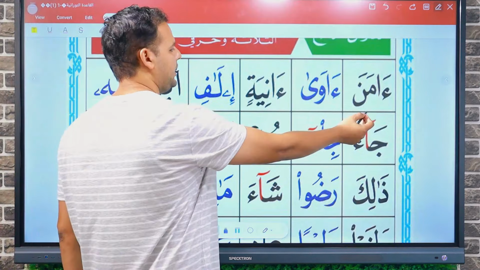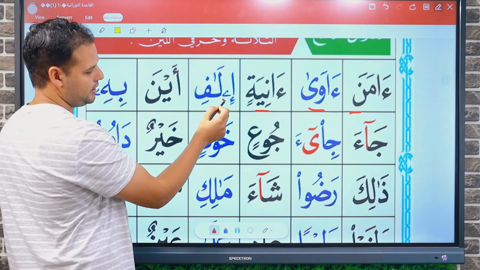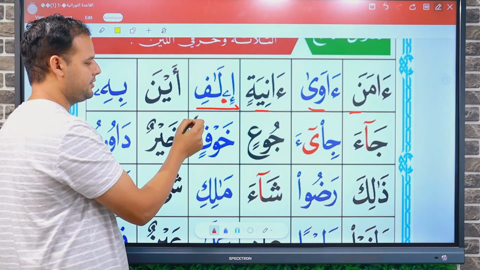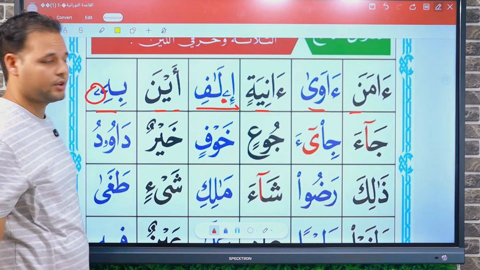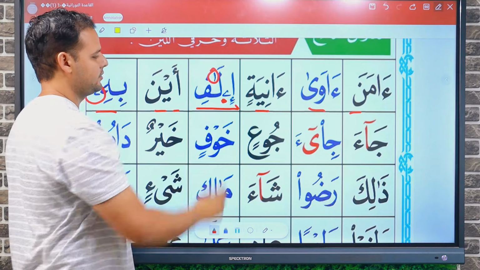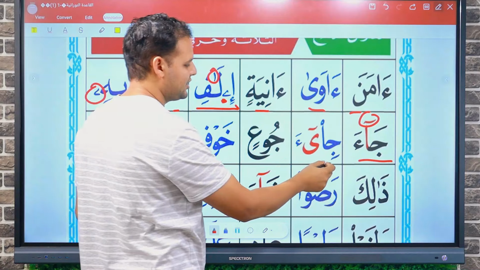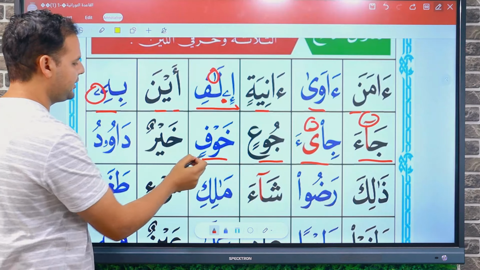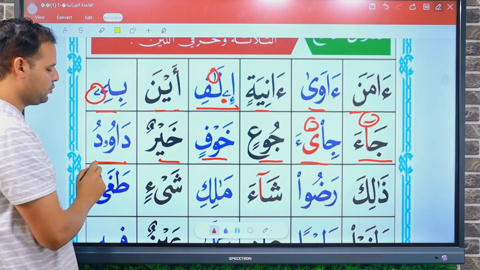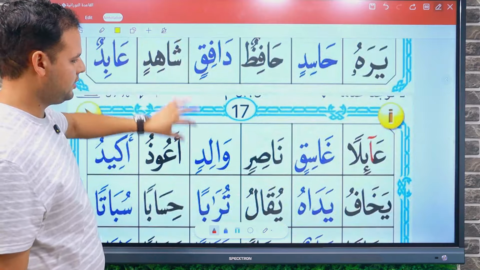Some exercise. Read with me. Amana, awa, aniyatin. This is a small ya, the one I told you about. It's ilafi, aina, bihi. That's the small ya that we discussed earlier. And that's the small alif that we also discussed earlier. Here, ja'a, that's the mad sign, which is to stretch the letters. Ji'a, that's also the mad sign. جوع خوف خير داوود. Okay, now try to exercise yourself in here.